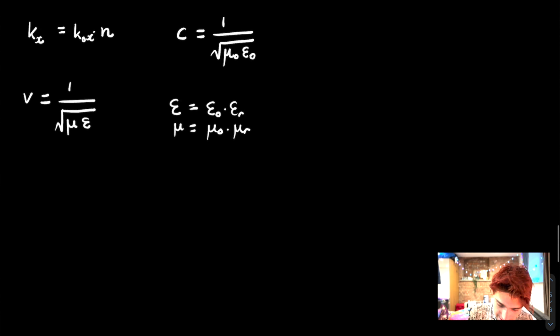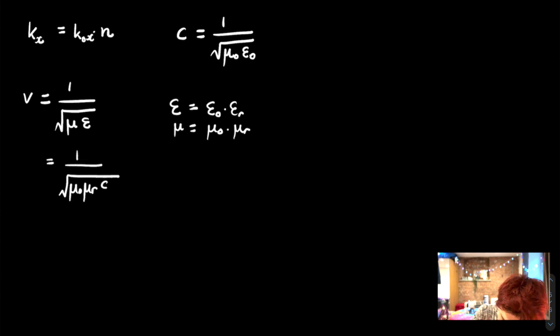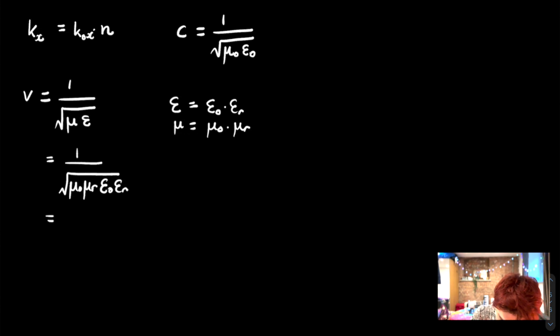So let's go ahead and, instead of writing this in terms of just mu and epsilon, we're going to write this in terms of mu naught and our relative permittivities and permeabilities. So we're just going to simply get a chunky square root, which is mu naught mu r times epsilon naught epsilon r, right here. And then we can separate this into 1 divided by the square root of mu naught epsilon naught, because of course we can just simply factor out square roots quite easily, multiplied by 1 over the square root of mu r epsilon r.